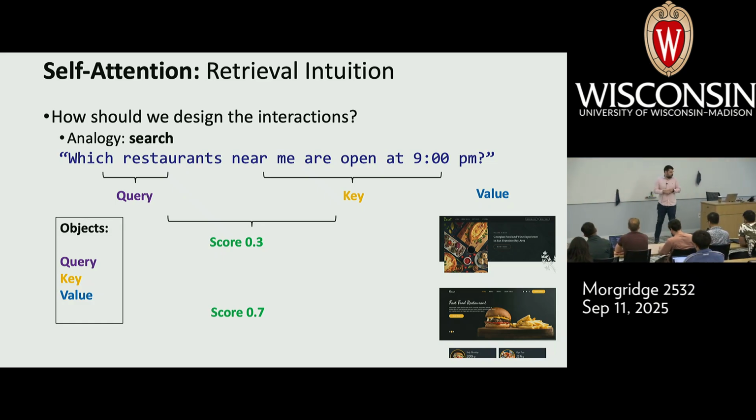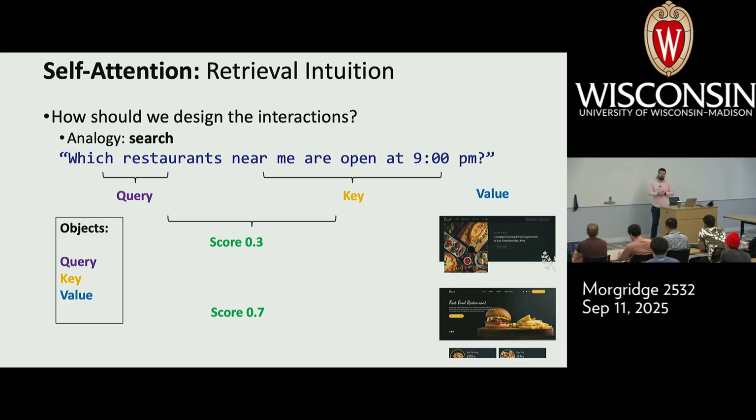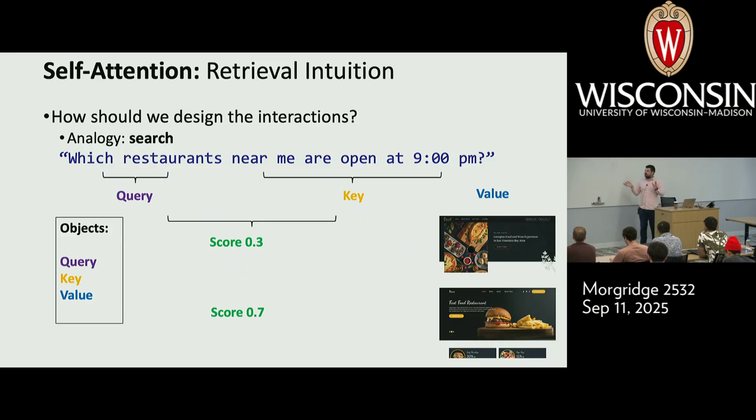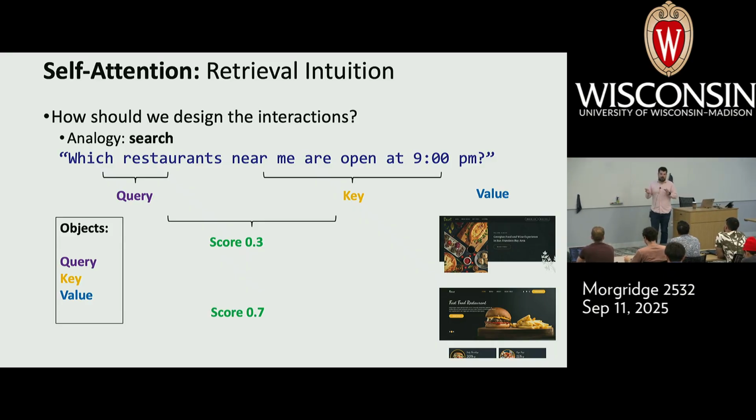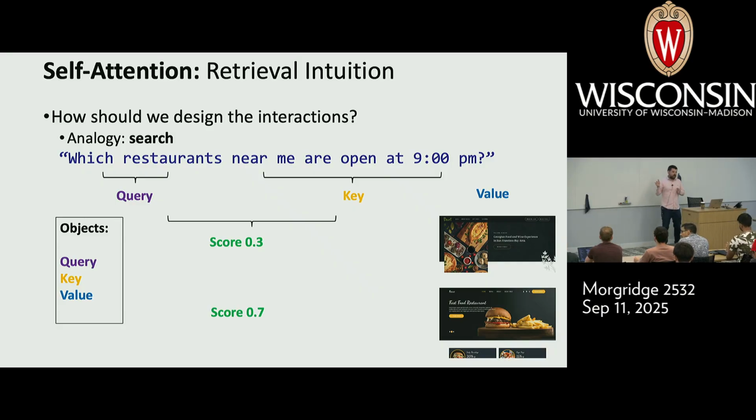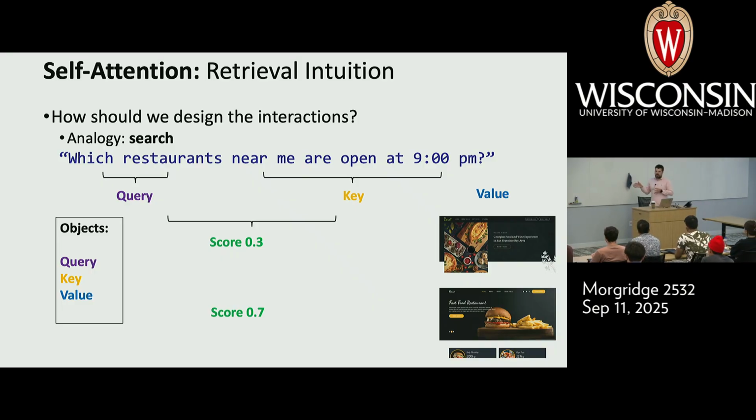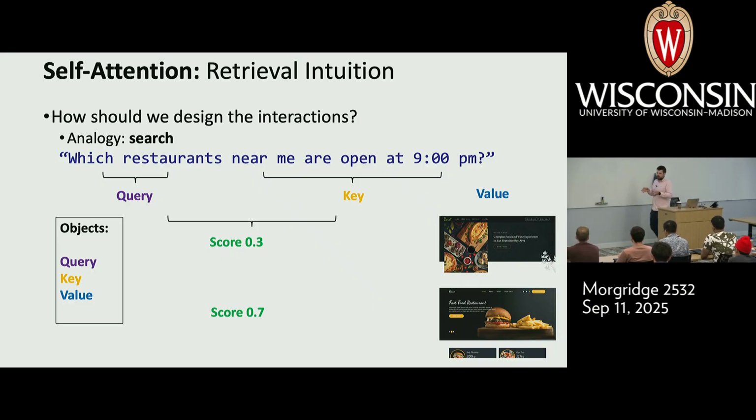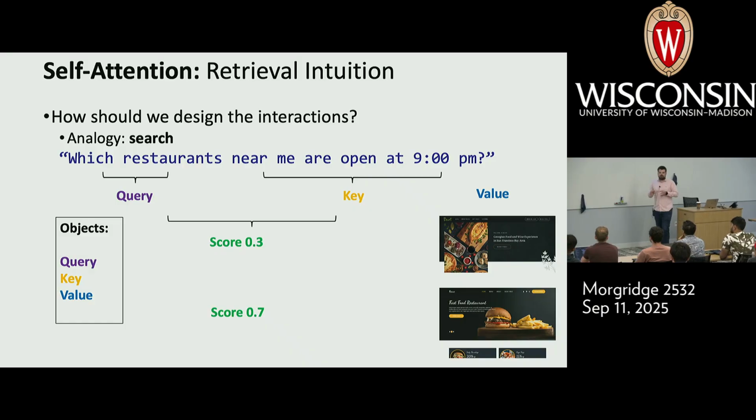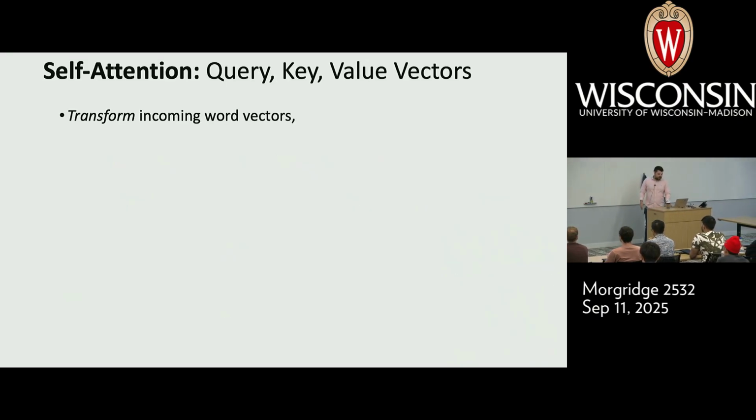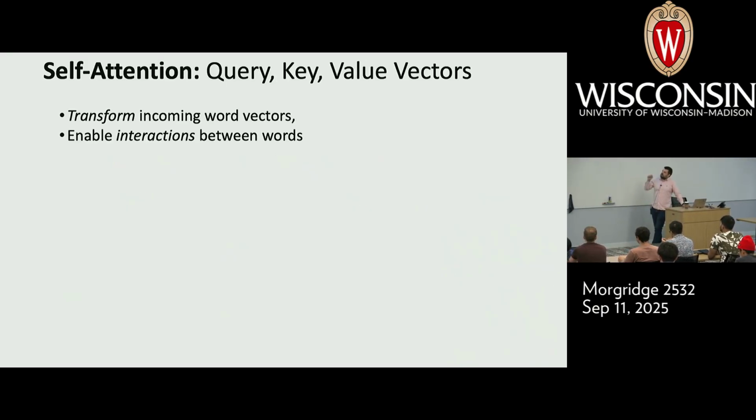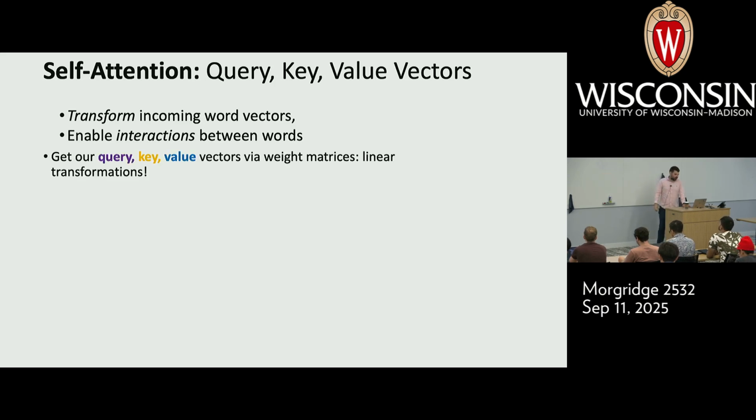OK, so one more time, we have this analogy of retrieval. For retrieval, we want to answer some query. We do that by comparing the query to a key. Depending on the scores we get from that comparison, we output certain values. Now, our job is to do this exact same thing, but for those word vectors that we talked about. So let's see how we're going to do that. We said that we're going to want these 2 operations. We're still working on the second one, which is enabling the interactions between the words.